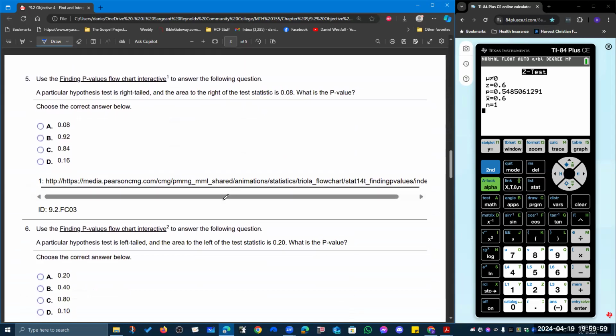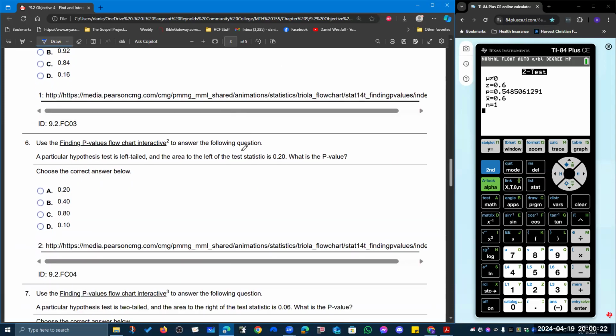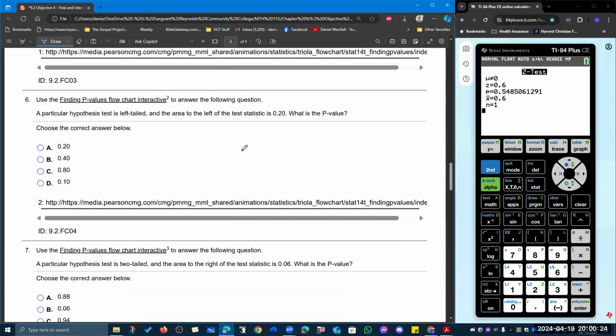Another video for you to watch here about finding p-values. A particular hypothesis test is right-tailed, and the area to the right of the test statistic is 0.08. What is the p-value? It is 0.08 since it was one-tailed. Only when it's two-tailed do we need to double it to find the p-value. A particular hypothesis test is left-tailed, and the area to the left of the test statistic is 0.20. What is the p-value? It is 0.20.